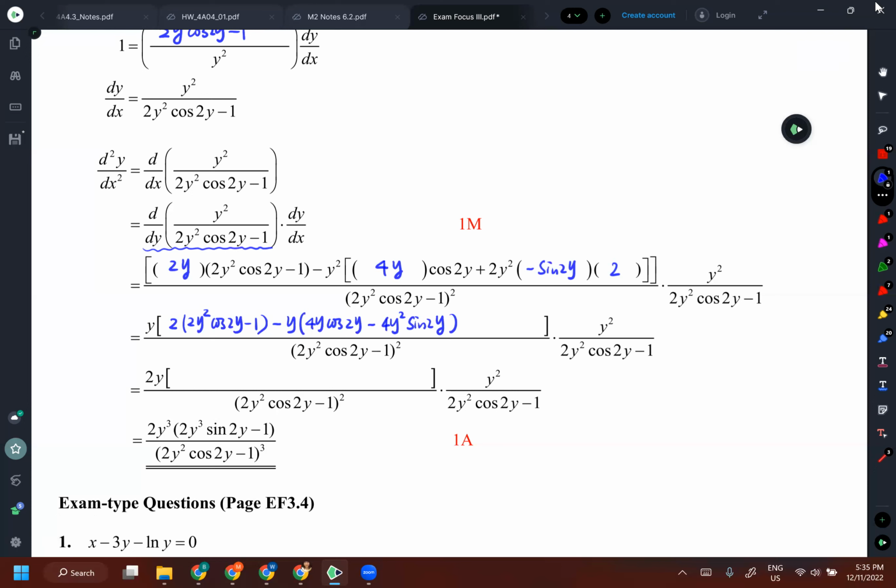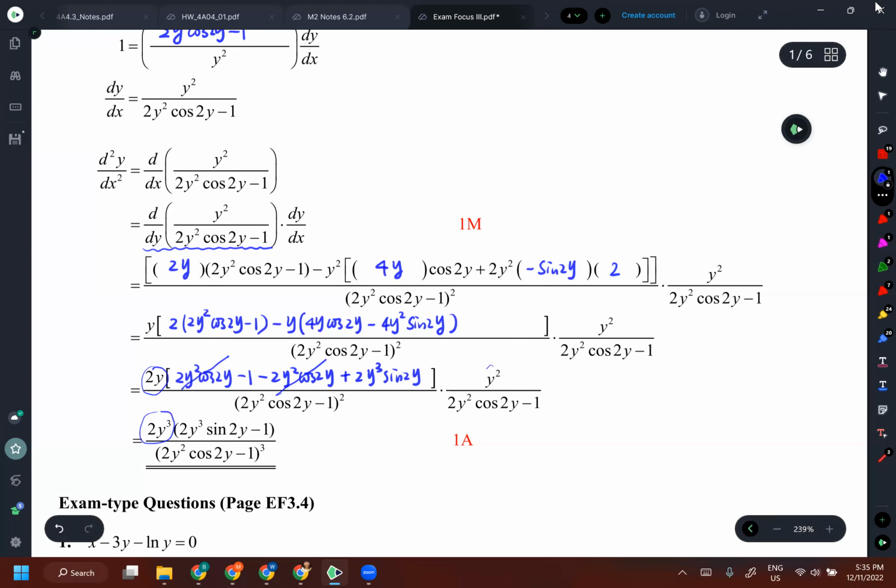Okay. And in my next step, I take out even more things. I take out 2 again. So I have 2y squared cosine 2y minus 1. And for this one, I take out 2. I will have minus 2y squared cosine 2y and plus, take out 2, so 2y cubed sine 2y. And then you can have the answer. You see? Now I get 2y squared from here, 2y and y squared. So 2y cubed. And then everything is factorized.